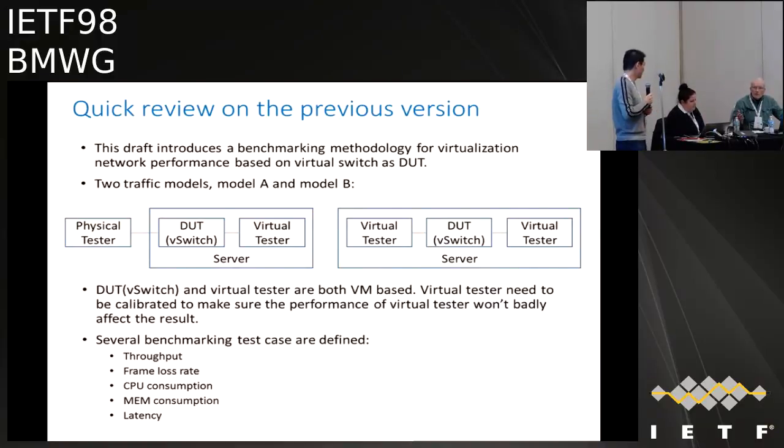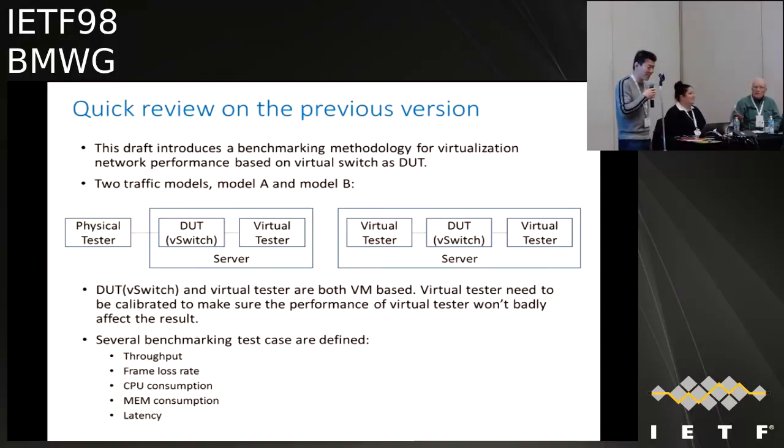There's a dependency between the virtual tester that's within the server, whether it's both sides in Model B or just one side in Model A, and the device under test. And so, if I can jump ahead, Lou, you're proposing that the virtual tester needs to be calibrated to make sure that the performance won't badly affect the result. And I think that's the key thing, this idea of calibrating a tester which would be in a shared resource space as the device under test, that's a real question of feasibility. And I see that as the major issue with this draft in general. Brooks Hickman also made a similar comment on the list.